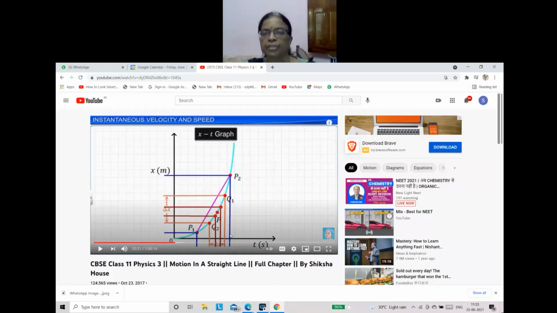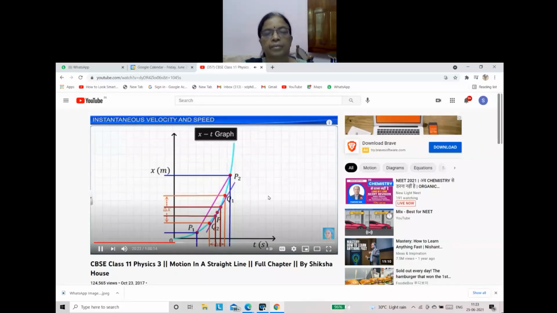When we take an interval, delta x by delta t, we get the average velocity. But when delta t approaches 0, what does it give? The average velocity gives the instantaneous velocity. The interval is reducing to 0, and at that time the velocity becomes the instantaneous velocity. That is the definition of instantaneous velocity.